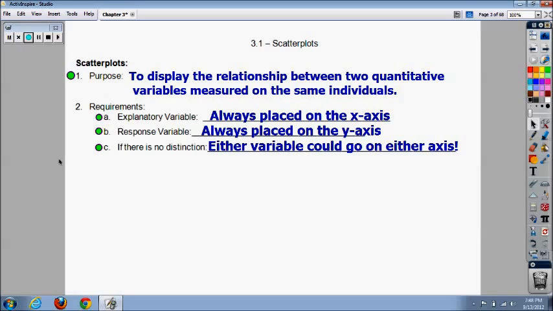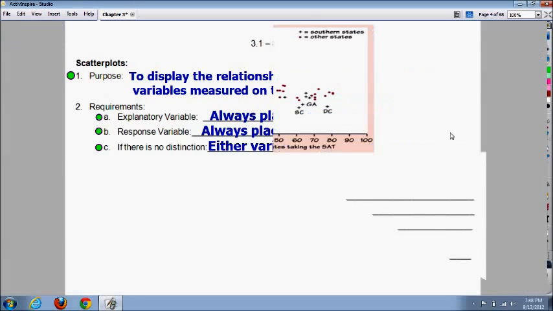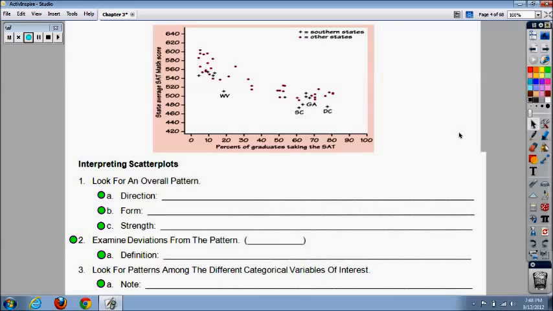And we'll look at two examples in the notes today. So the first scatterplot here, we've got percent of graduates taking the SAT from 0 to 100%, and the state average SAT math score from a minimum of 420 up to 640.